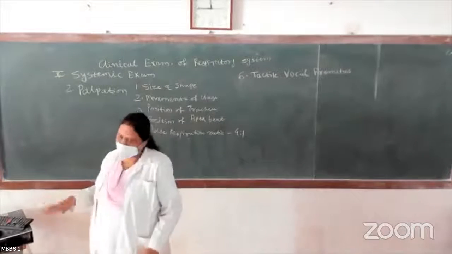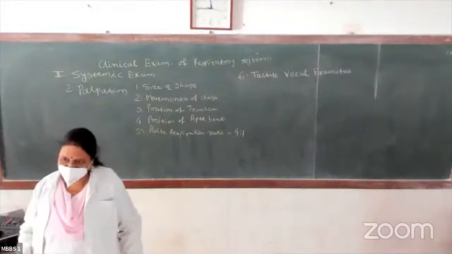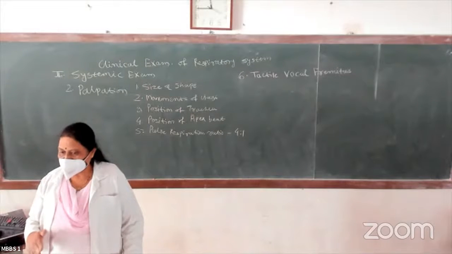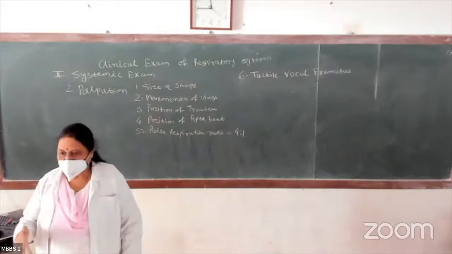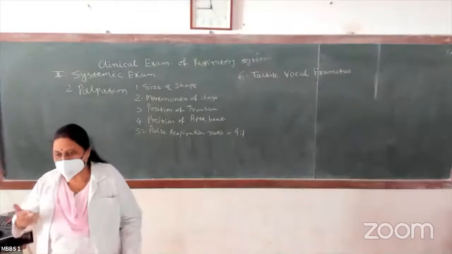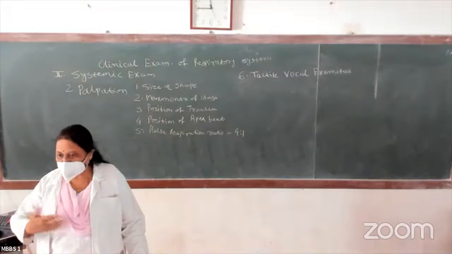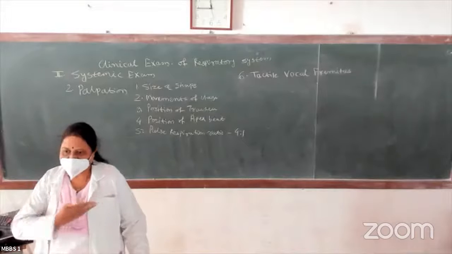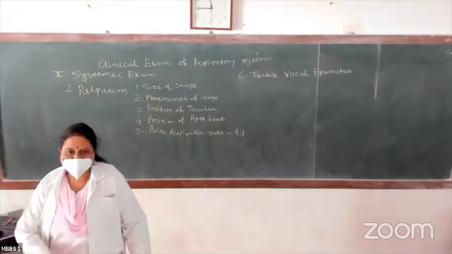Patient is lying down or in the sitting position. Ask him to say the word 11 or 99 and put your right ulnar border in the intercostal spaces. Do the same simultaneously on both sides: right, left, right, left, right, left.